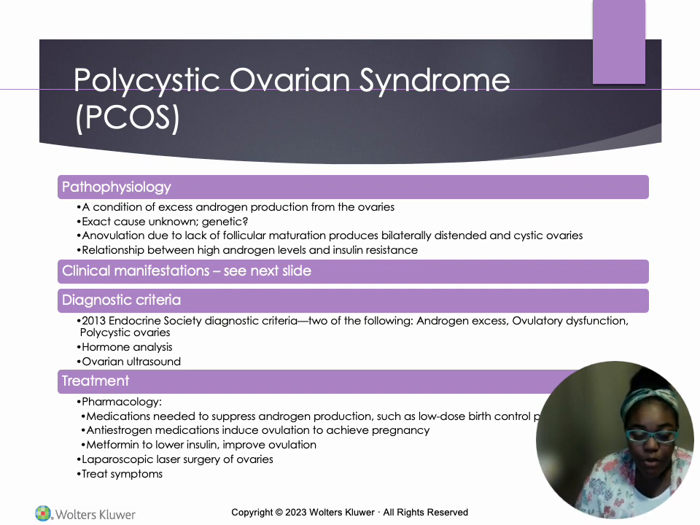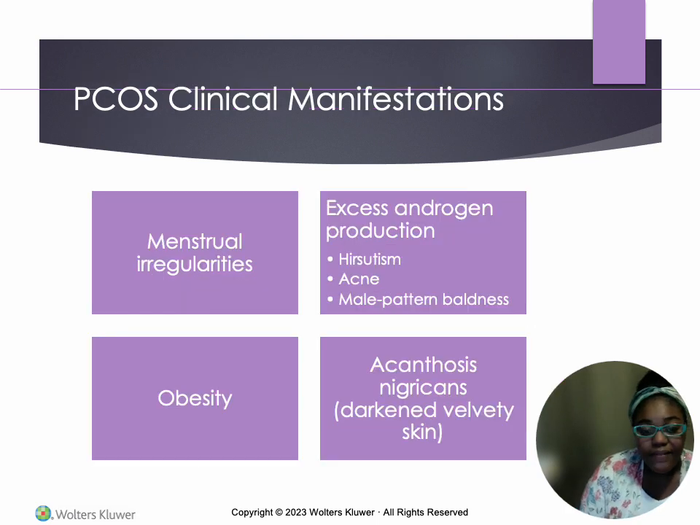You may have metformin prescribed to lower insulin, and it also helps to improve ovulation. They may do laparoscopic surgery to remove those cysts from the ovaries, and of course you want to treat the symptoms of pain and malaise and fatigue. The manifestations of PCOS include menstrual irregularities, obesity, acanthosis nigricans, which is known as darkened skin, and with excess androgen production, you may see hirsutism, acne, and male pattern baldness.